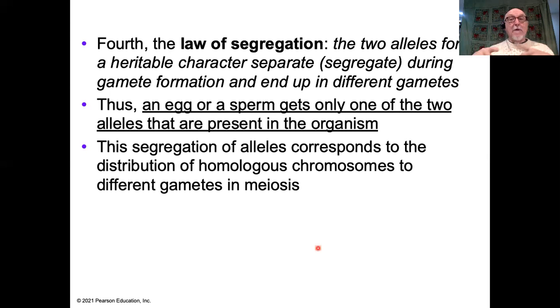So egg and sperm only get one of the two alleles that are present in the whole zygote, in the whole organism. And this we know because we saw in meiosis how the homologous chromosomes get segregated to different gametes, to different cells. We ended up with four cells, each with one from the homologous chromosomes. That is how we explain this law of segregation. We can see how it works if we go back to meiosis.